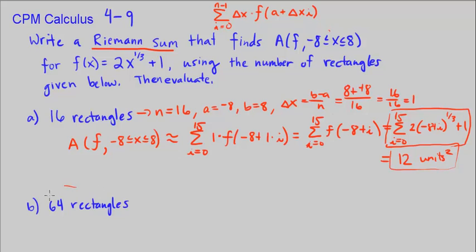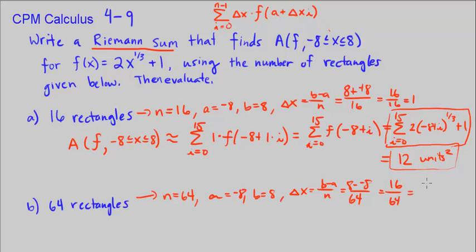All right, so part B, we want to use 64 rectangles. That just tells us n is equal to 64. We are still in the same region, so a is still -8, b is still +8. Delta x, though, is b minus a over n, which is 8 minus negative 8 over 64 now. So this becomes plus, so that's 16 over 64. We can leave it like that, but we know that's just 1 over 4.